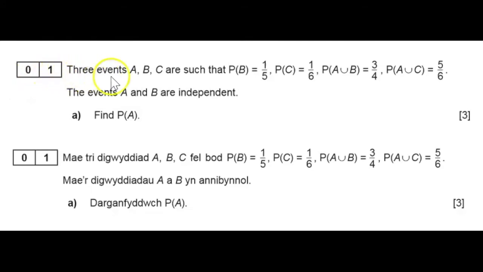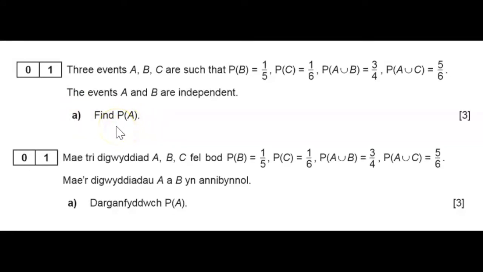Question 1. Three events A, B and C are such that the probability of B is 1/5, the probability of C is 1/6, the probability of A union B is 3/4, and the probability of A union C is 5/6. We know the events A and B are independent. We want to find the probability of A.